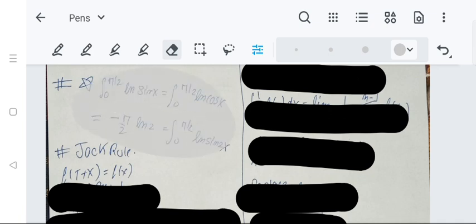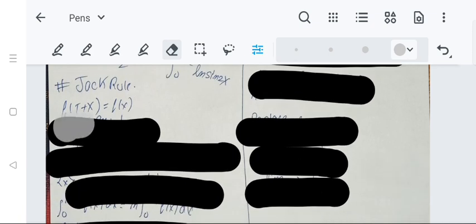This property, in any form, is very much important. It is used directly in questions, where you will come to the end of the question but you won't know what the integral 0 to pi by 2 of ln sin x is. You should directly remember that it is minus pi by 2 ln 2.